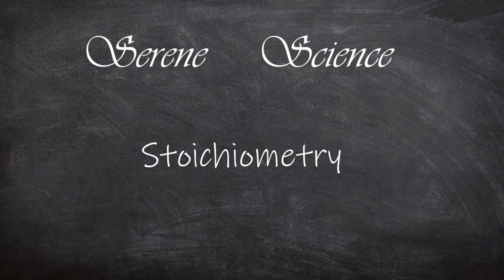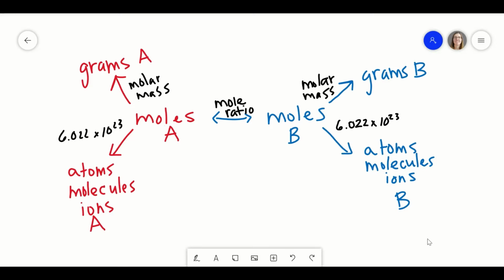Now, let's look at a helpful guide that will assist us as we work through stoichiometry problems. First off, notice that lots of relationships have been set up here. So for example, we can go from moles of our substance labeled A to grams of that substance A, or to atoms or molecules or ions of substance A. We can also go from moles of substance A to moles of substance B, and from there we can go to grams of substance B, or atoms, molecules, or ions of substance B.